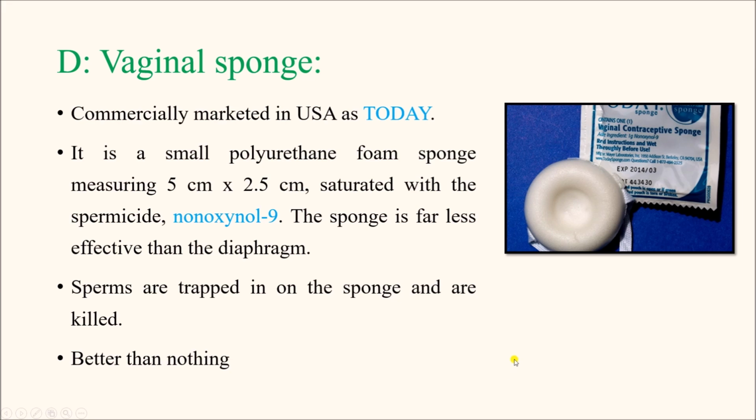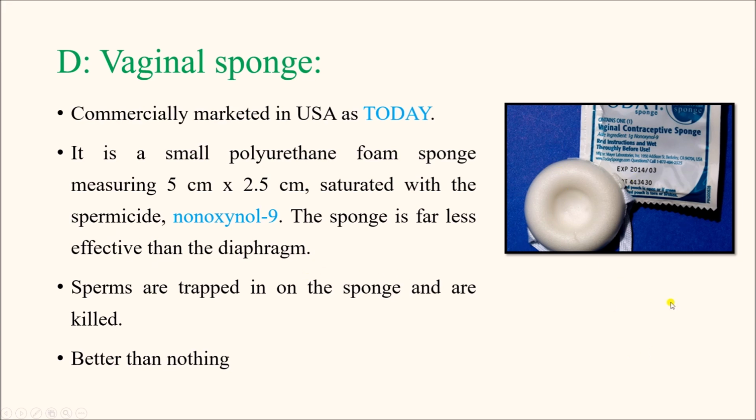Next is the vaginal sponge. Now this is not a very popular method. It is rarely used, and we do not recommend anyone to use this. This is usually commercially marketed in the USA under the trade name of Today. It is a small polyurethane foam sponge. This is what it looks like, measuring 5 cm by 2.5 cm, saturated with spermicide, and the chemical composition is nonoxynol-9. The sponge is far less effective than the diaphragm.